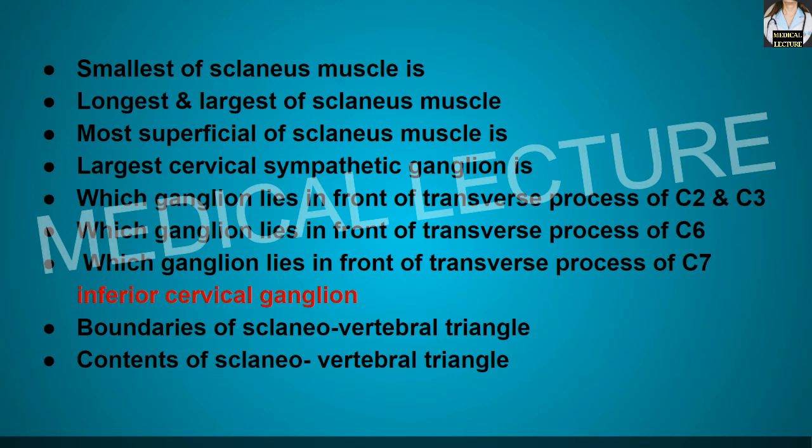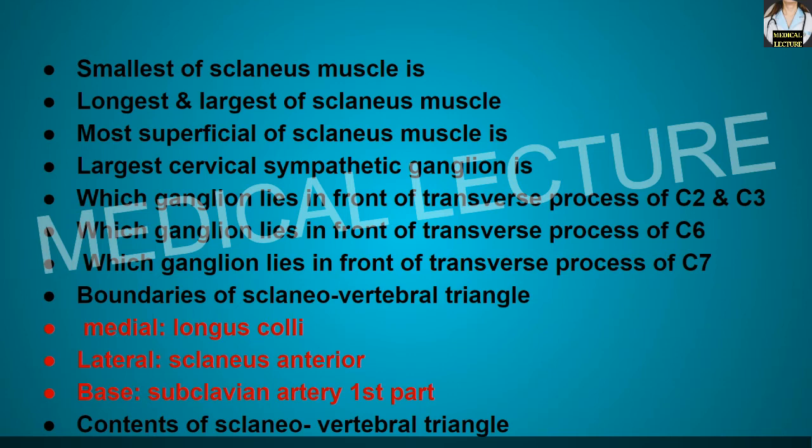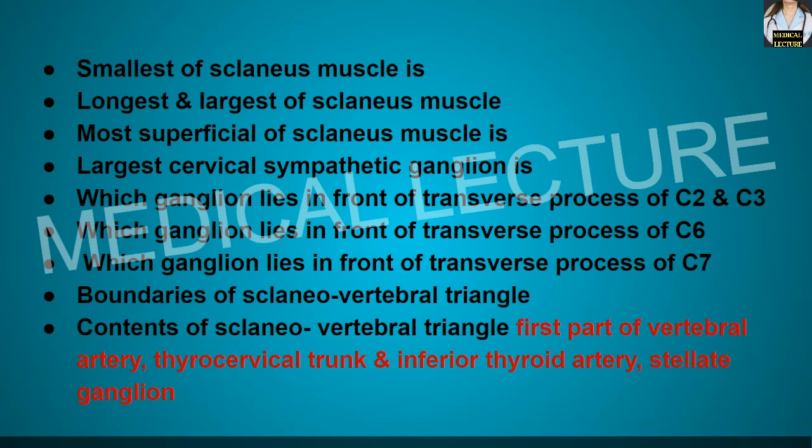Now what are the boundaries of the scalenovertebral triangle? Medially it is longus colli, laterally there is the scalene anterior muscle, and at the base there is the first part of the subclavian artery. Now what are the contents of the scalenovertebral triangle? It is the first part of the vertebral artery, thyrocervical trunk, the inferior thyroid artery, and the stellate ganglion.